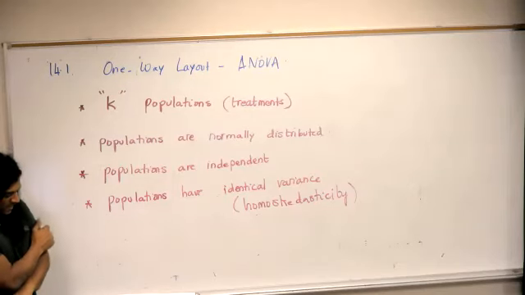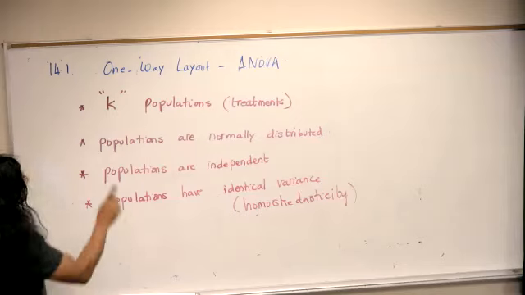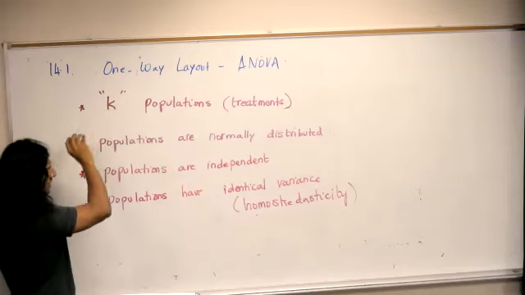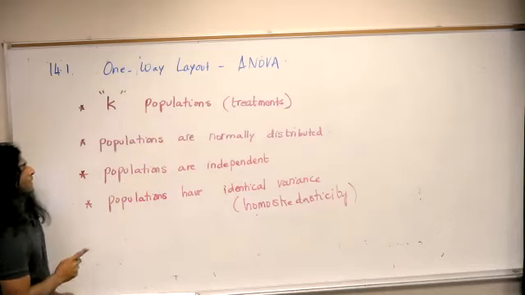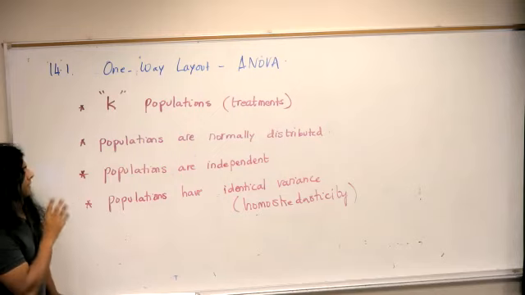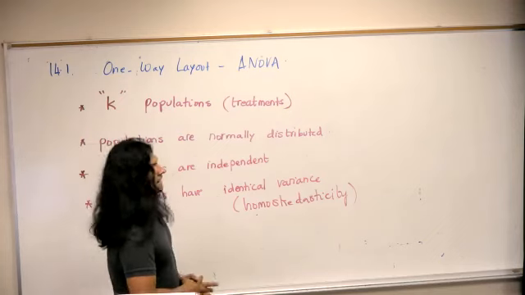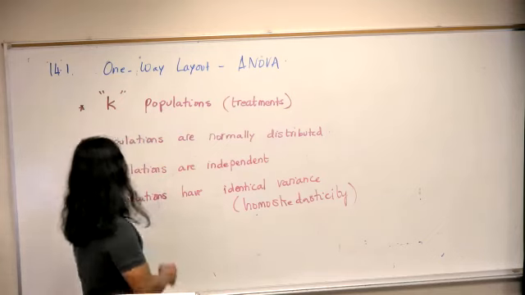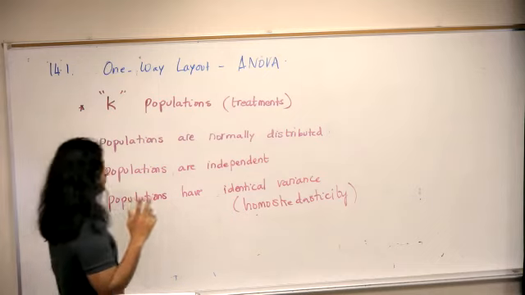So, one-way layout. We're going to use an ANOVA. The scenario is we have K treatments or K populations. The populations are normally distributed. Populations are independent. In other words, there shouldn't be any connection between this and that. And lastly, populations have identical variance.